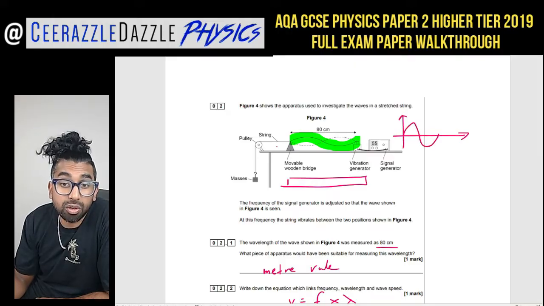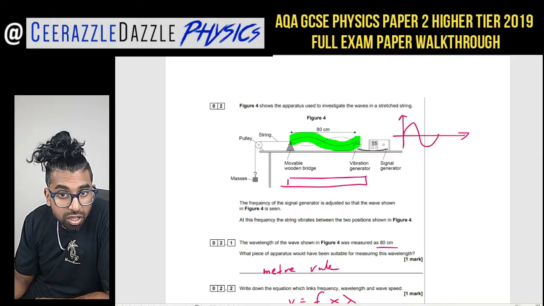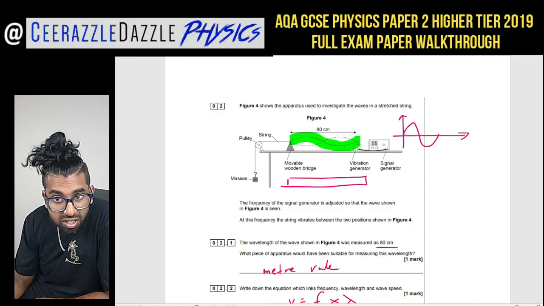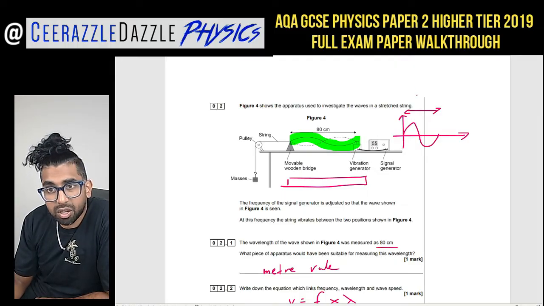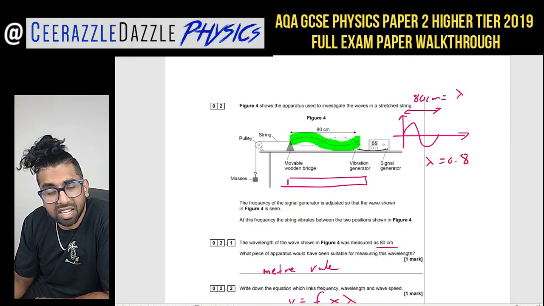So just ignoring the dashed bit for a minute, you're just going to look at this bit over here, which looks like this. Hopefully you can recognize that is one wavelength. So this 80 centimeters is equal to one wavelength. Don't forget, we must convert the wavelength into meters. So the wavelength is equal to 0.8.